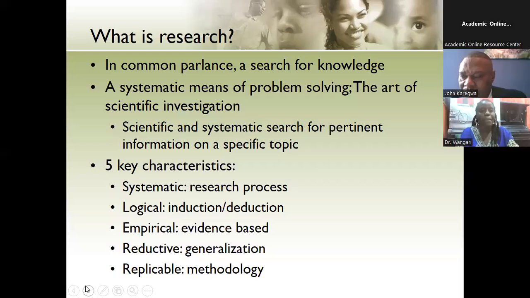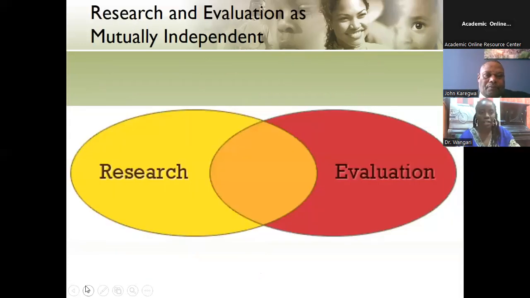Then empirical, it is evidence-based. We need some very observable evidence. It is reductive or generalizable. This is mostly applied to quantitative research, not qualitative research, which is why I say we will get to know the differences shortly. Then it is replicable. Most cases, your methodology should be able to be replicated or repeated by somebody else in another part of the world.